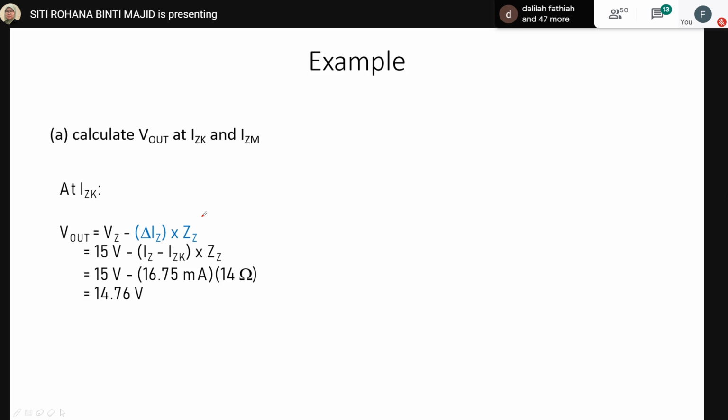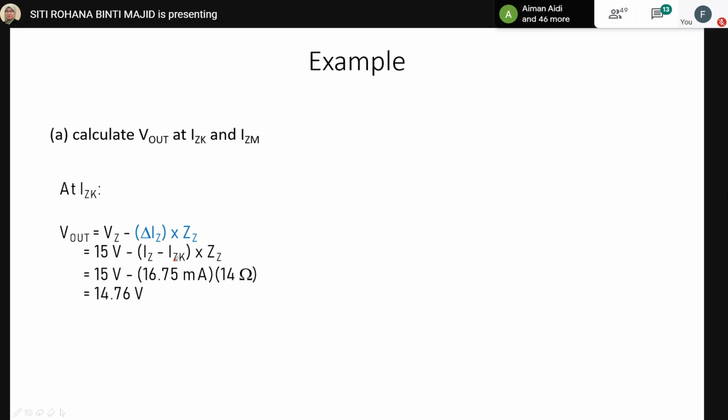At IZK, V out, because that is the final destination of a voltage, we will get the difference between the total voltage that can flow. So it should overcome the voltage of Zener. That means the Zener voltage should be deducted, and we remove the part of delta IZ with ZZ. So we will have 15 volt minus (IZ minus IZK), because we want to know the test current and knee current. So this is the difference between these two parts. And then we have ZZ. Okay, so finally you plug in the values.